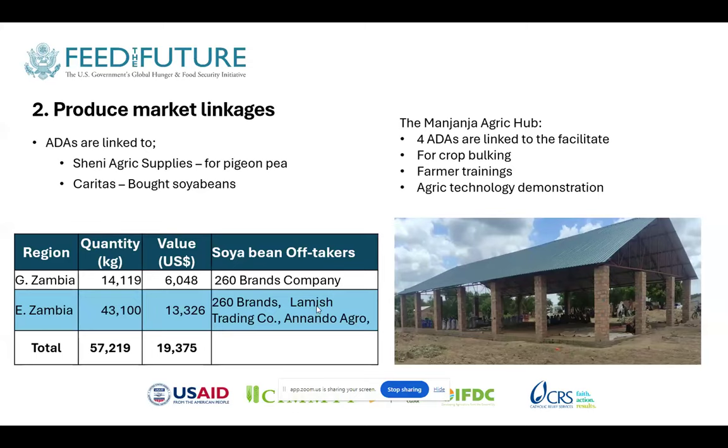We, as CRS, are putting up a structure you are seeing on the right-hand side. This is the Manjanja Agri Hub, and 4 ADAs are linked to this facility, which will be used for crop bulking, farmer training, and agri technology demonstration. The structure is still under construction, and this is the stage at which it is. We have just roofed it, and we are looking for people that can assist us to complete it.